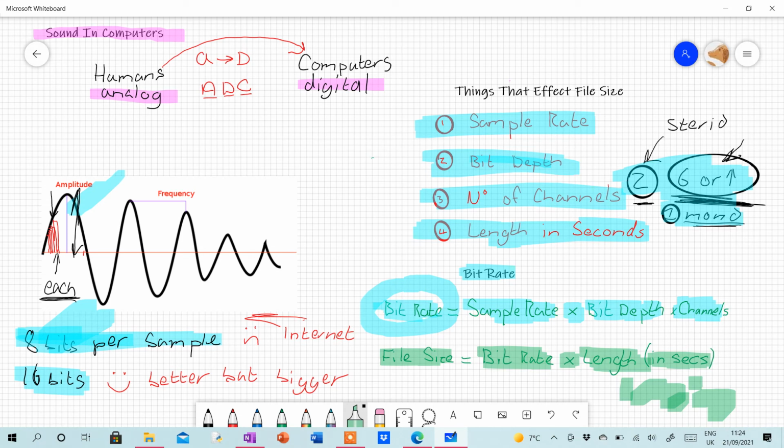And that is very, very basically how sound works inside a computer system, and I hope it makes it a little bit more clear after the lesson.